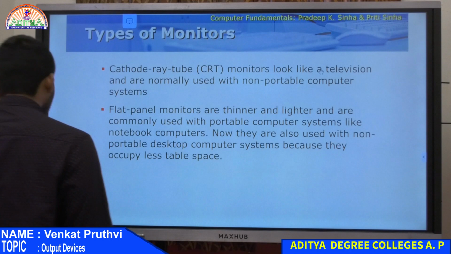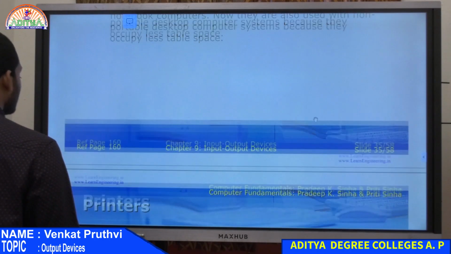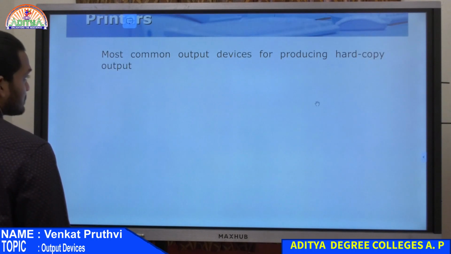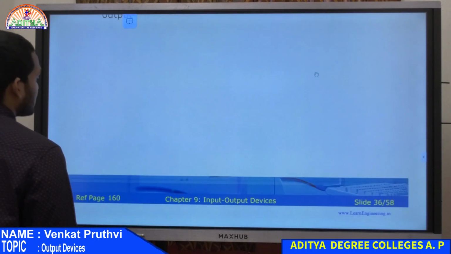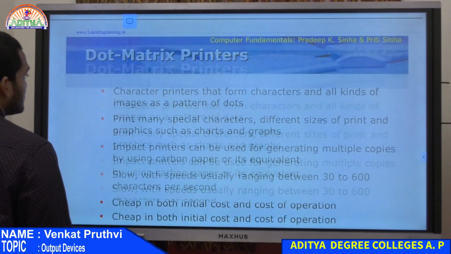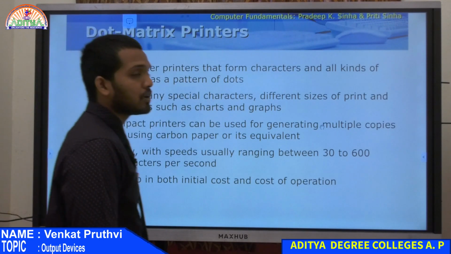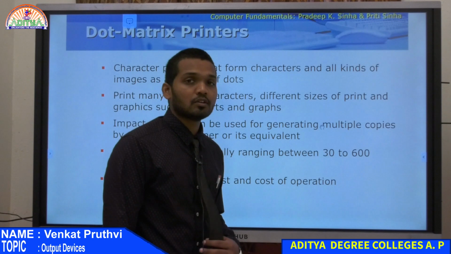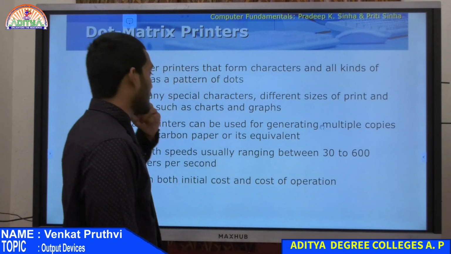After that, what did we discuss? We were discussing printers. Printer is the most common output device for producing hard copy output. Generally, whenever someone says hard copy output, we mostly remember printers because they are the widely used output devices for hard copies.